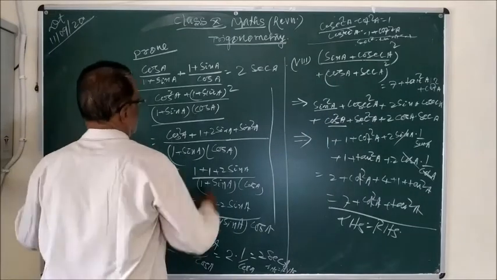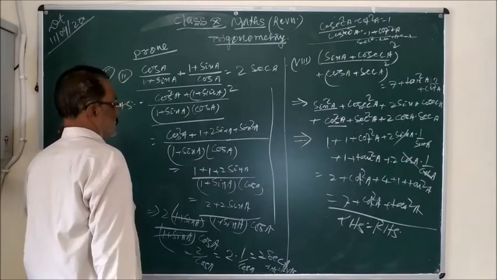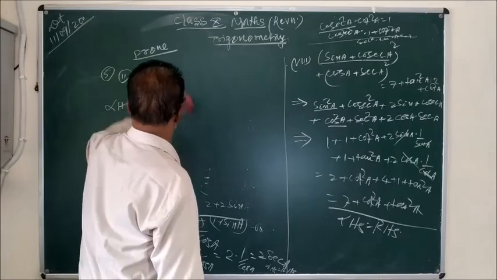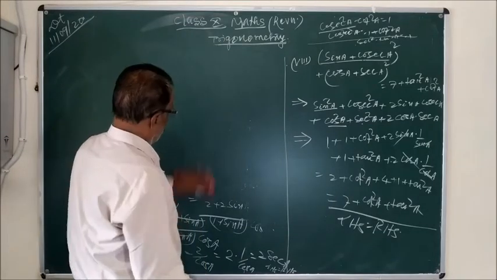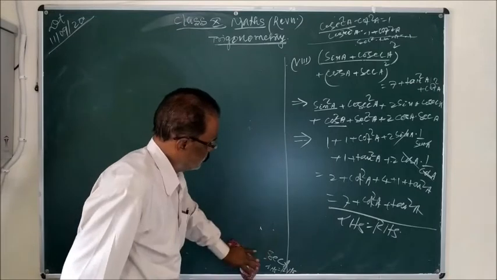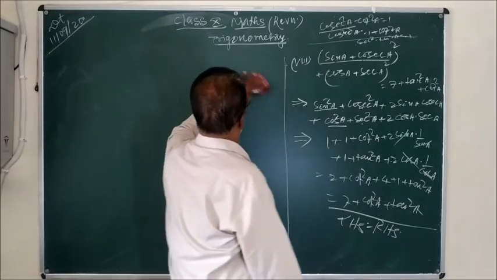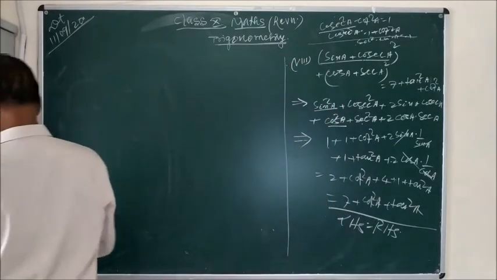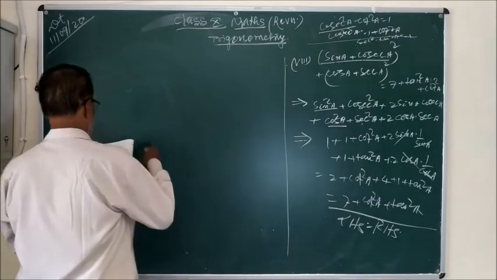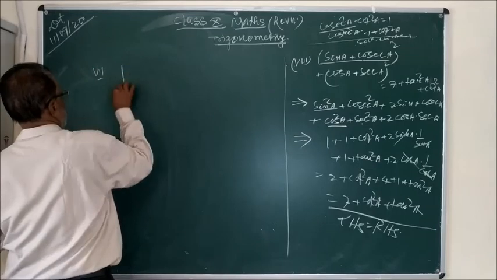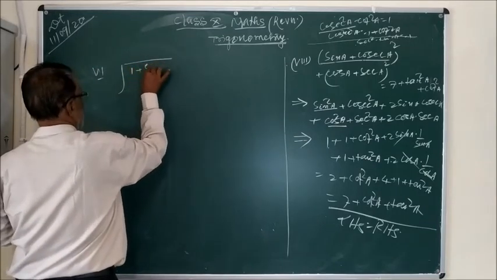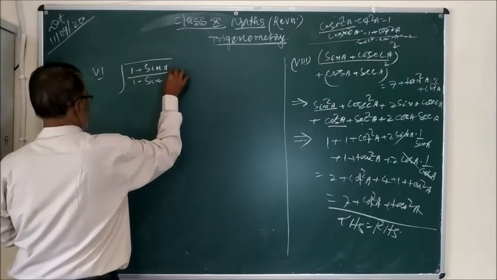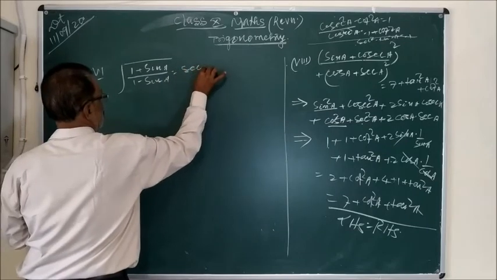That is very important. And this is the last exercise because examination is very near, and so we should concentrate on revision. So after a couple of days, maybe from tomorrow or maybe from Monday onwards, we will revise from chapter 1. So one question more I would like to solve. Question number 6, root of (1 plus sin A) upon (1 minus sin A) is equal to sec A plus tan A.